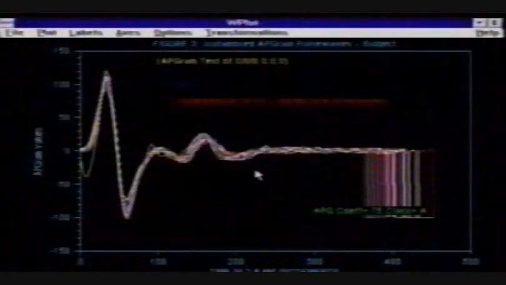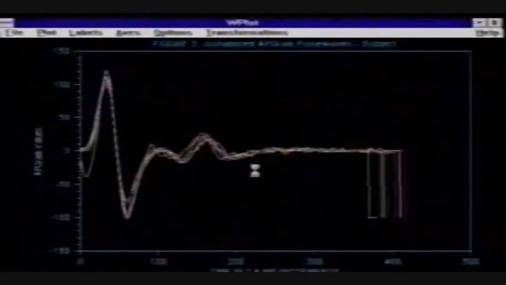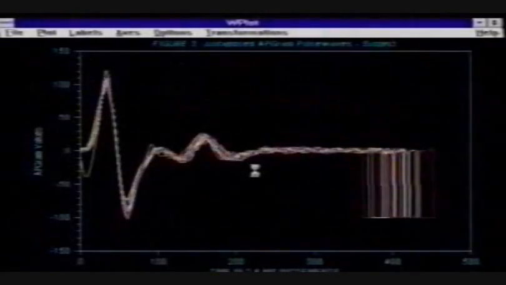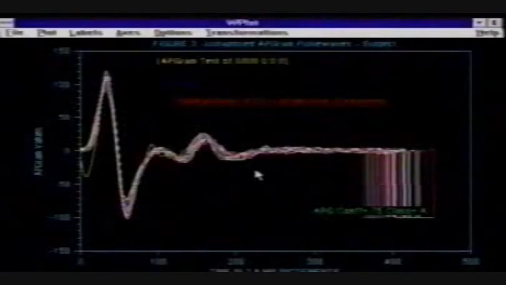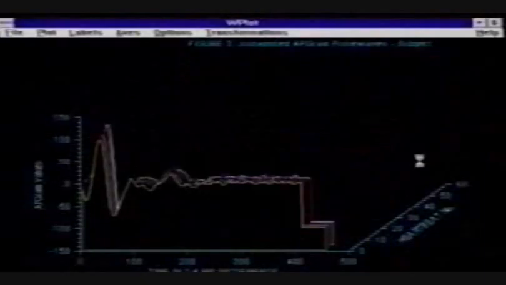Let's look at the data we just obtained. First, we have superposed the 60 heartbeats. You can see some small variations, even in this healthy young man. Let's put the data in motion. It's also possible to look at these heartbeats by using a three-dimensional display. Let's put this in motion also.